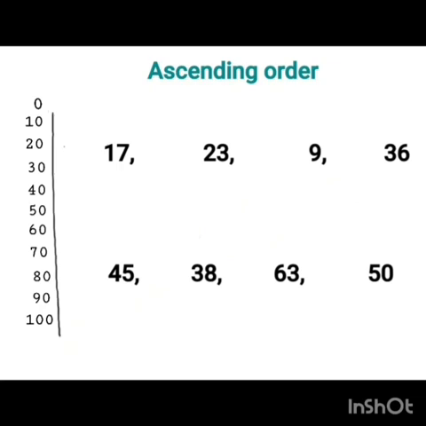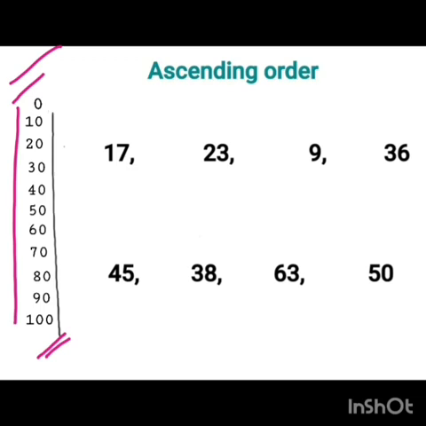Look at these numbers, students. Each number is in the form of tens and ones. Let's arrange these numbers in ascending order. I already told you that ascending order means smallest to greatest number. I have already written the range here. You can see, right? So we have 0, 10, 20, 30, 40, 50, 60, 70, 80, 90 and 100. So these are the ascending numbers up to 100.